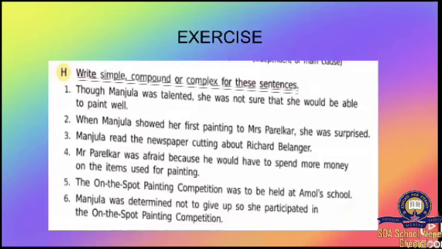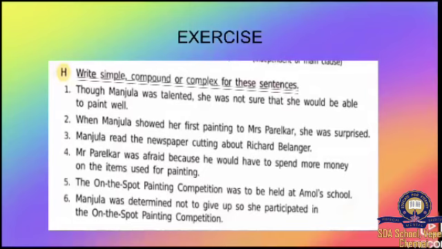Let's look at the third sentence. Manjula read the newspaper cutting about Richard Belanger. Here we see just one full sentence which makes a good meaning, and there are no connectors used in this sentence. So what is it? Yes, it is a simple sentence.